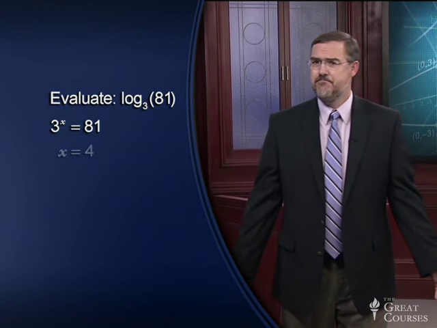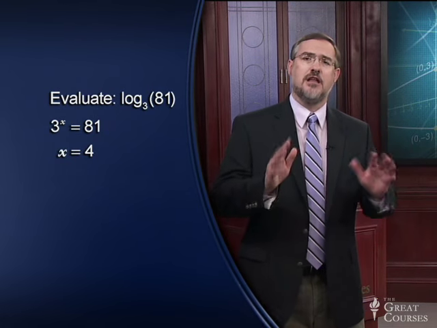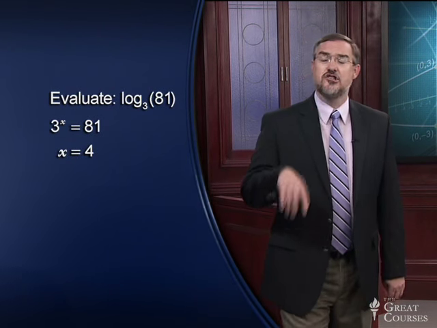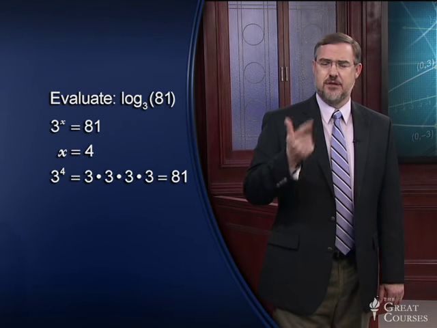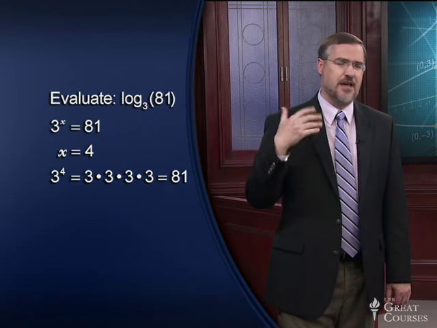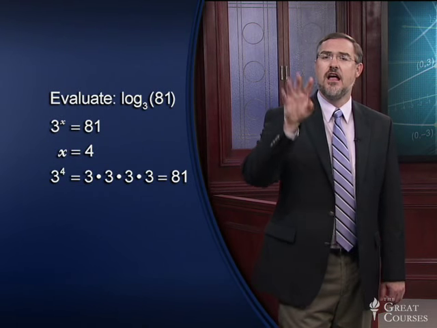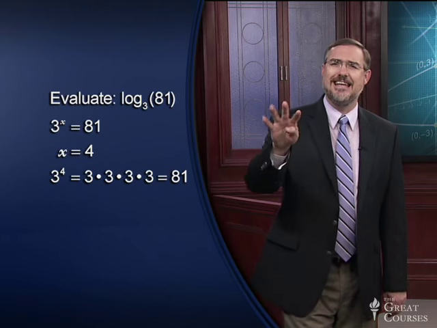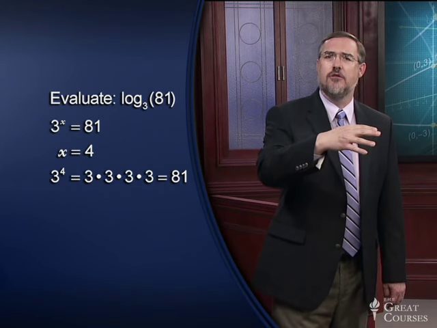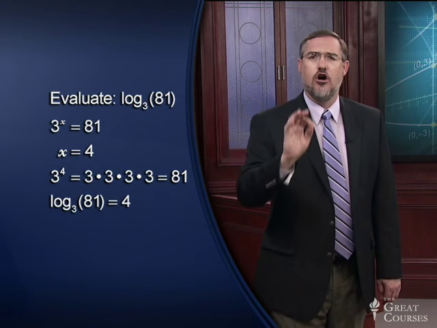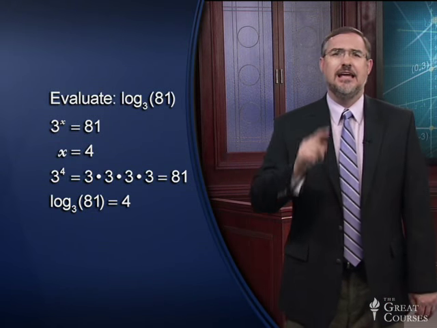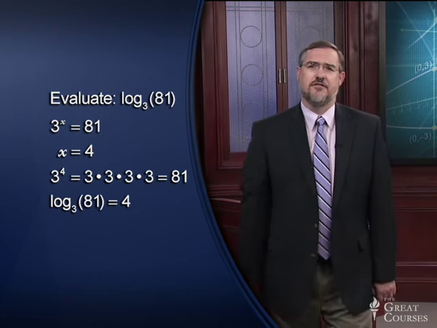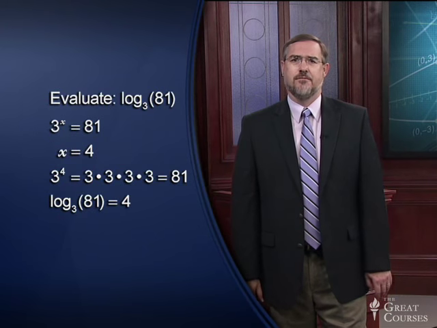Well, the answer is 3 to the 4, right? I should plug in a 4 because 3 to the 4 is 3 times 3 times 3 times 3, and that's 81. So that 4 is what I need to solve the original log problem. In other words, log base 3 of 81 equals 4. So the final answer there is actually 4.